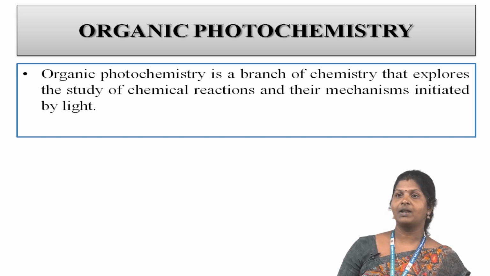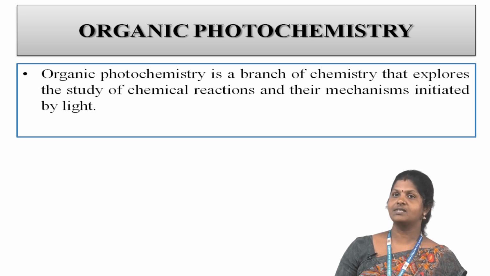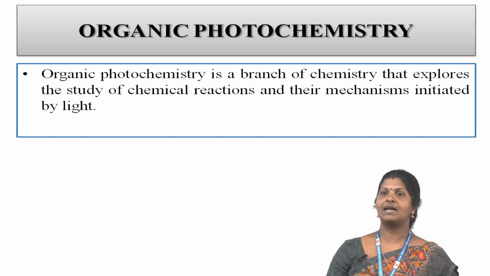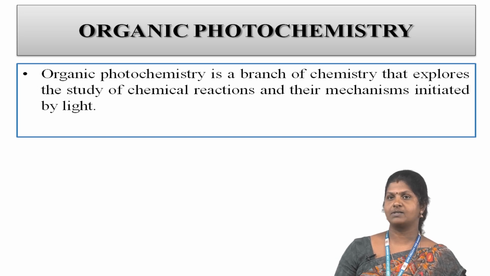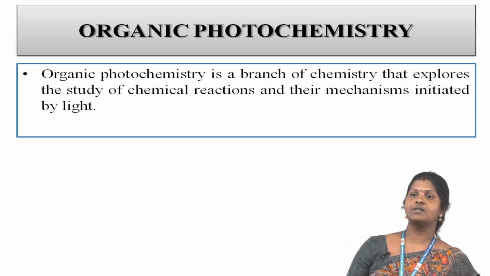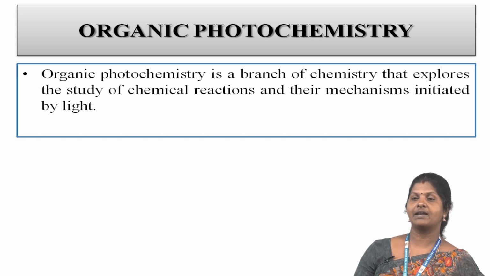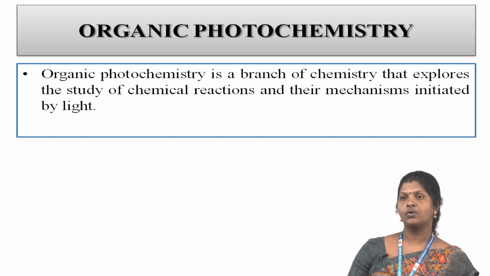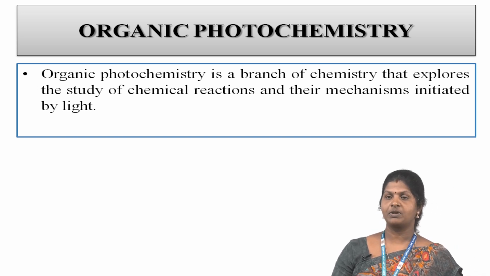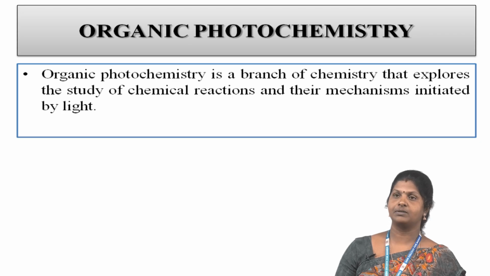Light-induced reactions play a crucial role in the synthesis of various organic compounds and contribute to our understanding of fundamental chemical processes. This field encompasses a wide range of photochemical reactions, including photoisomerization, photodimerization, and photodegradation.